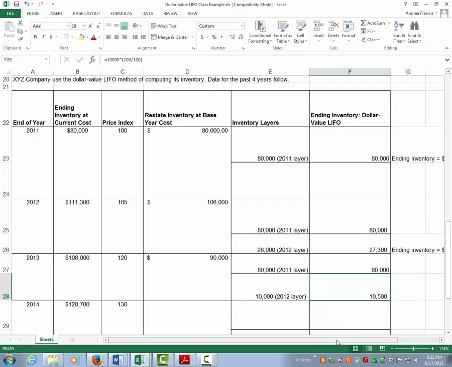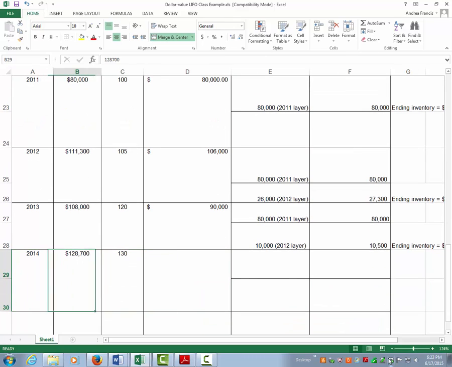Now you may be asking, first of all, wait, why did you make a mistake? Aren't you perfect? No, I'm not, right? So I made a mistake, but this is the correct answer. So where did this come from? Well, since this $10,000 is a layer that was created in 2012, we have to use the 2012 price index when we restate the ending inventory at dollar value LIFO. 80,000 was created in 2011, so the price index is just the base price, so we don't have to do anything to this number. So now our ending inventory is going to equal 90,500.